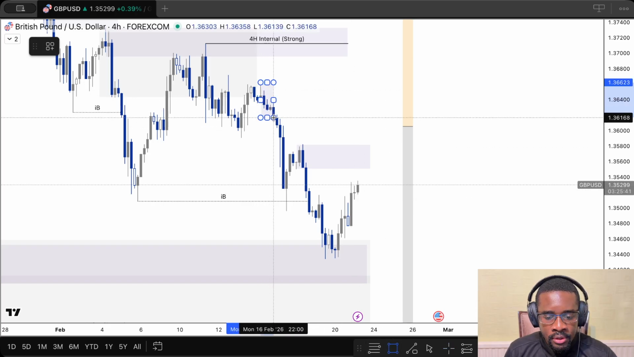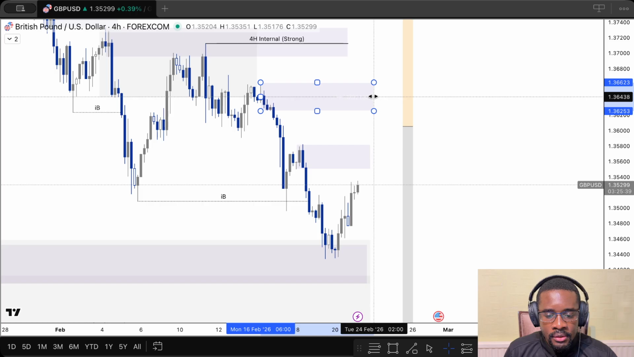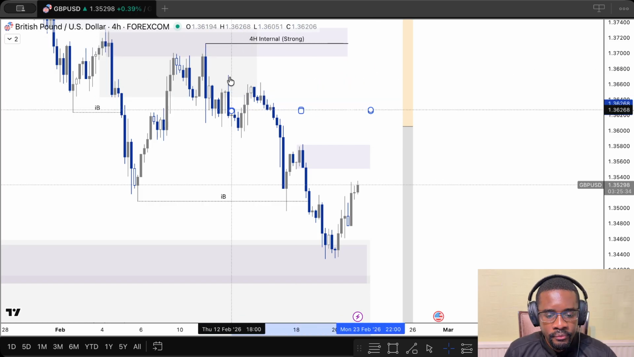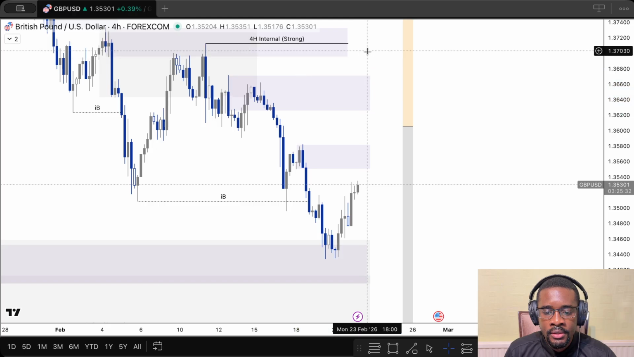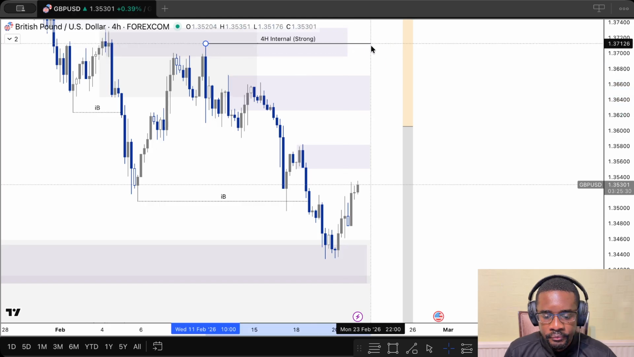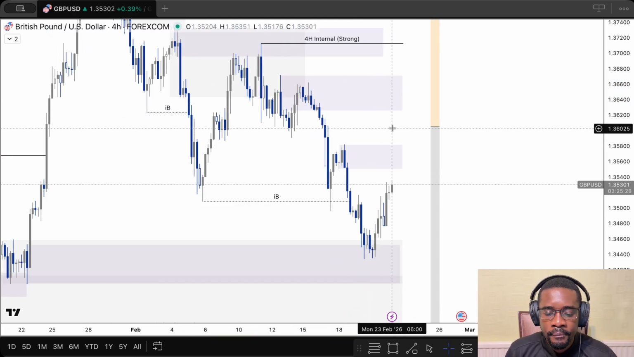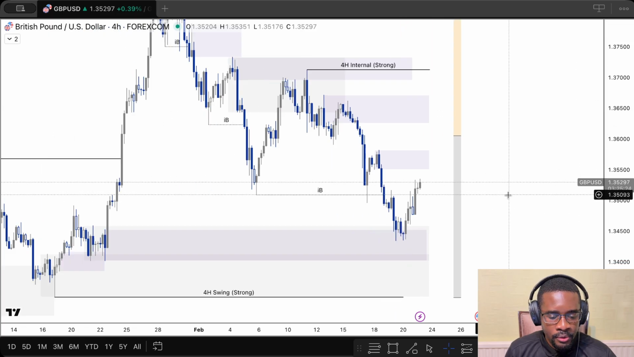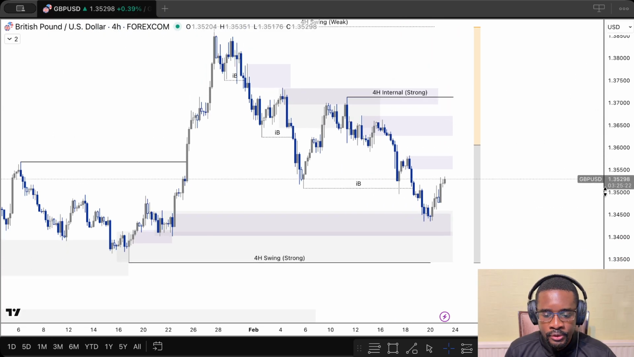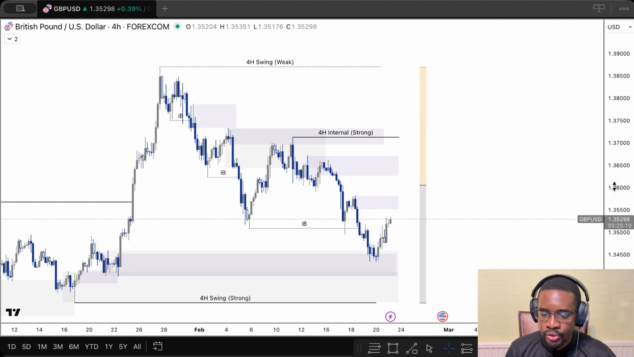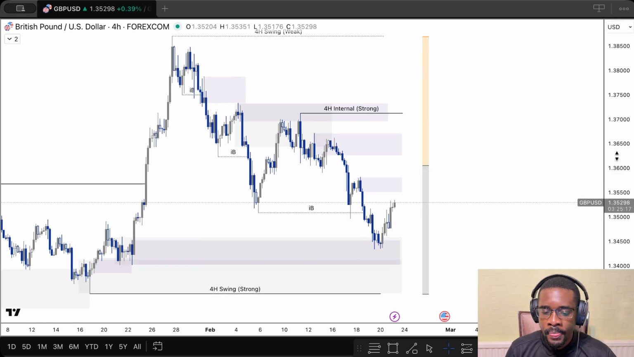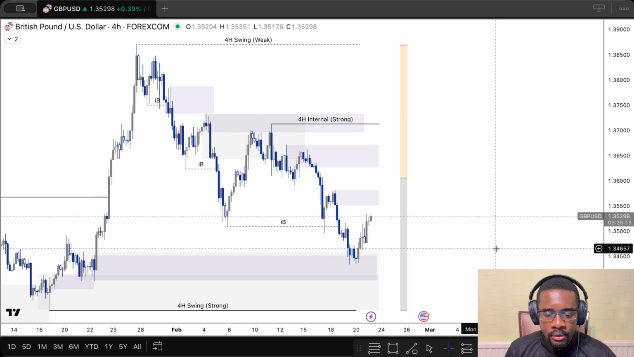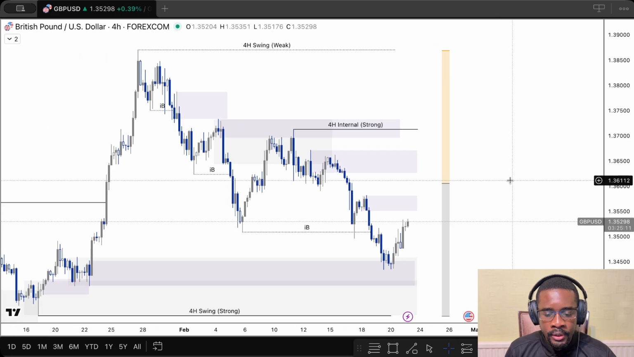You could cover this area, not the best supply. So you could cover those highs, something like that. So this is what we have. Our swing was bullish, our internal is bearish, on the 4 hour. This is what we are looking at.